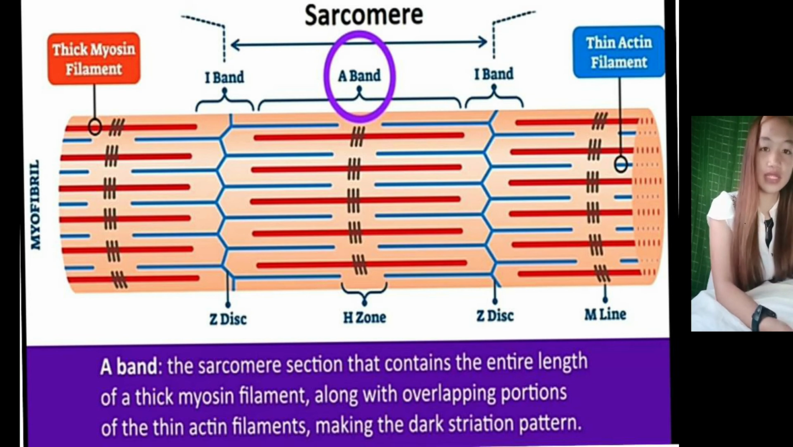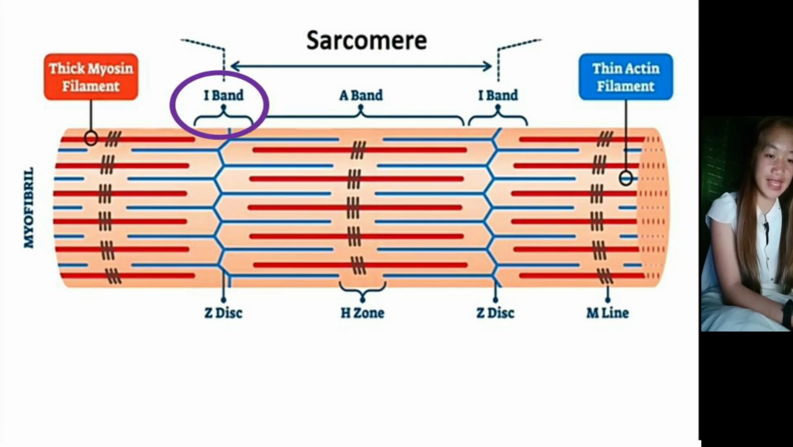The next one is the H zone, the section within the A band that consists of the thick myosin filaments and its embedded M lines. There are no thin filaments in this section of the sarcomere when it is relaxed. So the H zone is a narrow region at the center of each A band, and it contains only thick filaments. The last component of the sarcomere is the I band.